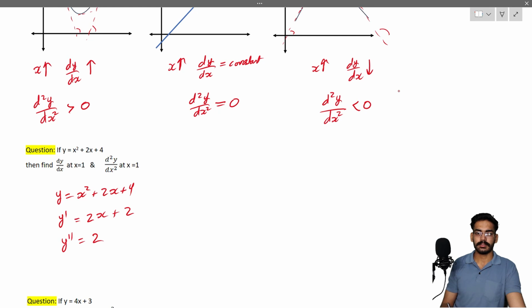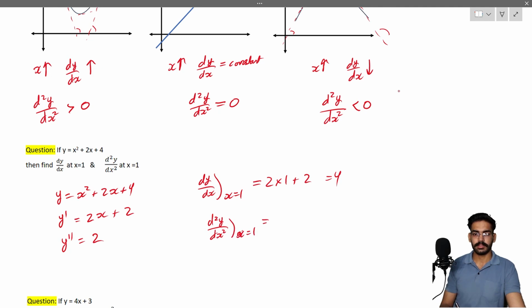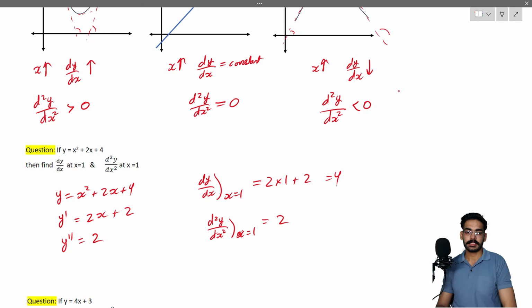Now what is asked? dy by dx at x equal to 1. So you put x equal to 1 in this function, which gives 2 into 1 plus 2, that is 4. If they ask d2y by dx square at x equal to 1, we know d2y by dx square is 2 only, so we answer 2. It is not changing, it doesn't depend upon x. It is a constant function.